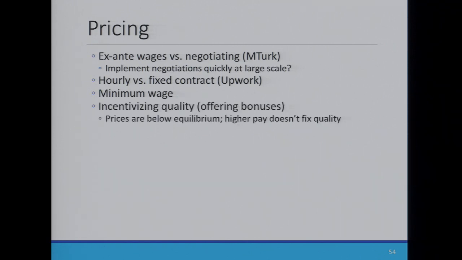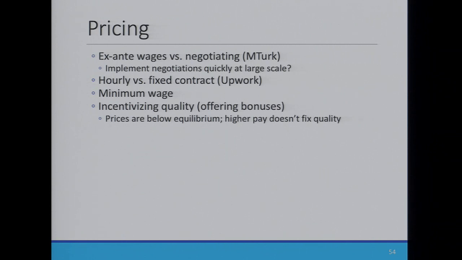One other thing that I think is really interesting is incentivizing quality. This is a major problem in Mechanical Turk. There's really low quality work, and they've tried just raising the prices to incentivize higher quality work. But the prices are way below equilibrium at the moment. There's no shortage of work, so paying higher doesn't fix this because they're still below equilibrium. This is normally what the fix would be, but it doesn't work here. So can you find some other way to incentivize quality?